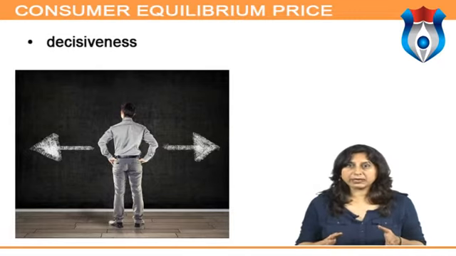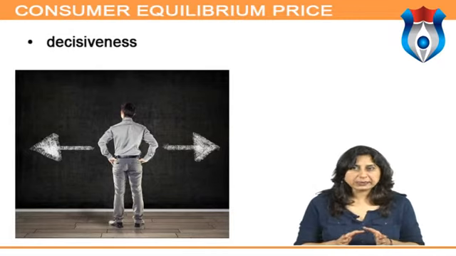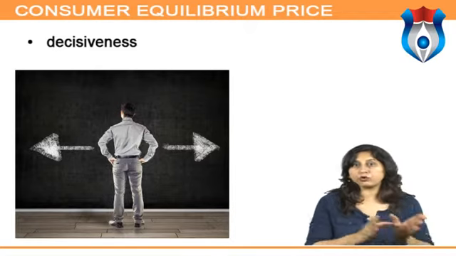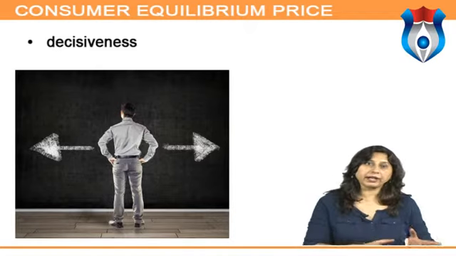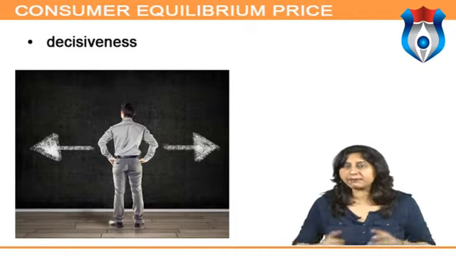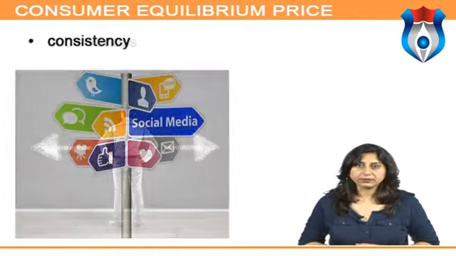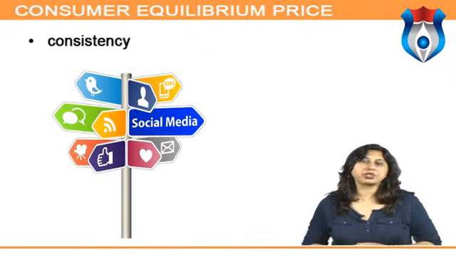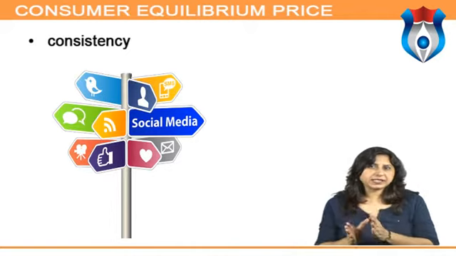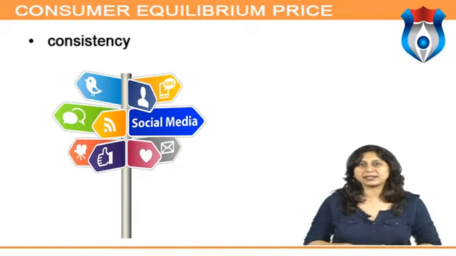This assumption means that the consumer must be able to say that they prefer commodity bundle A over B or B over A, or that bundles A and B provide the same level of utility. The second assumption is consistency. The consumer must be consistent in preference and rankings.